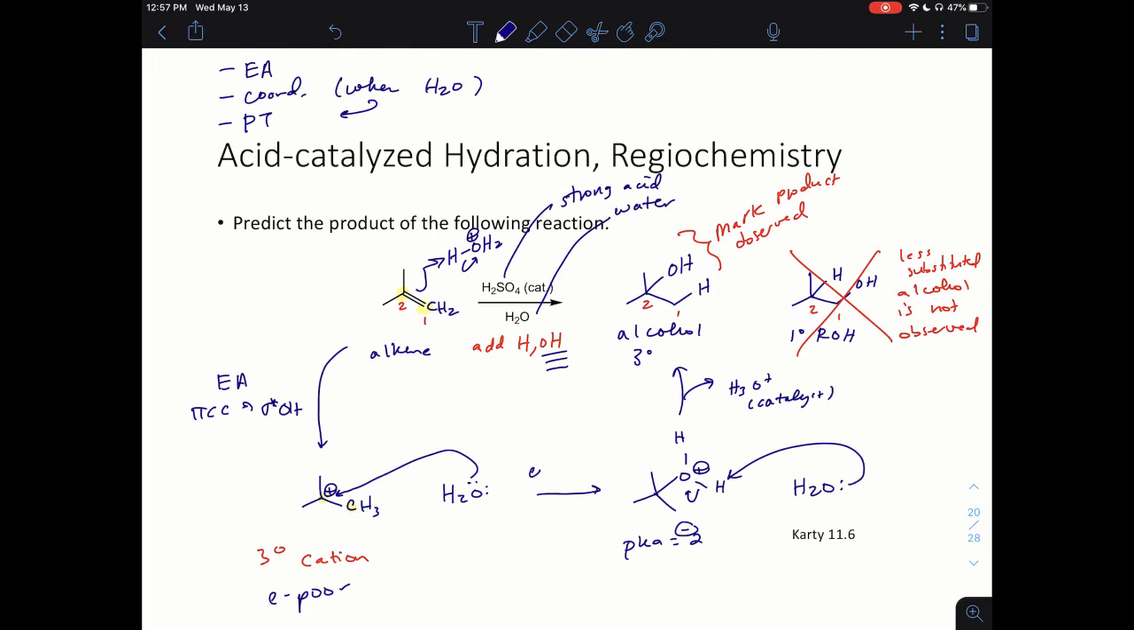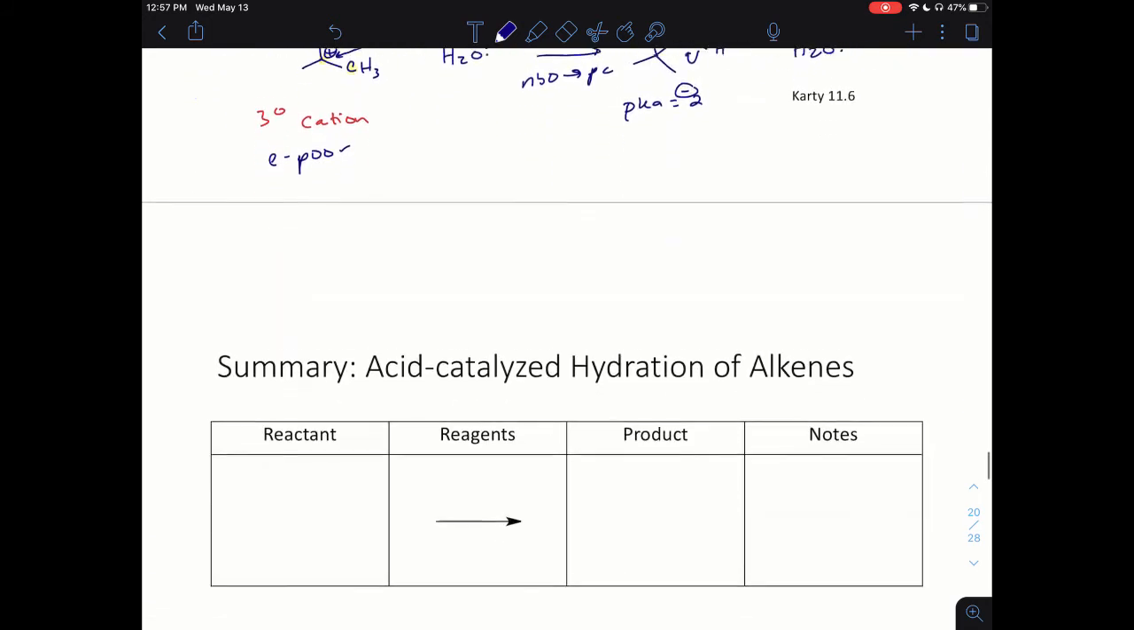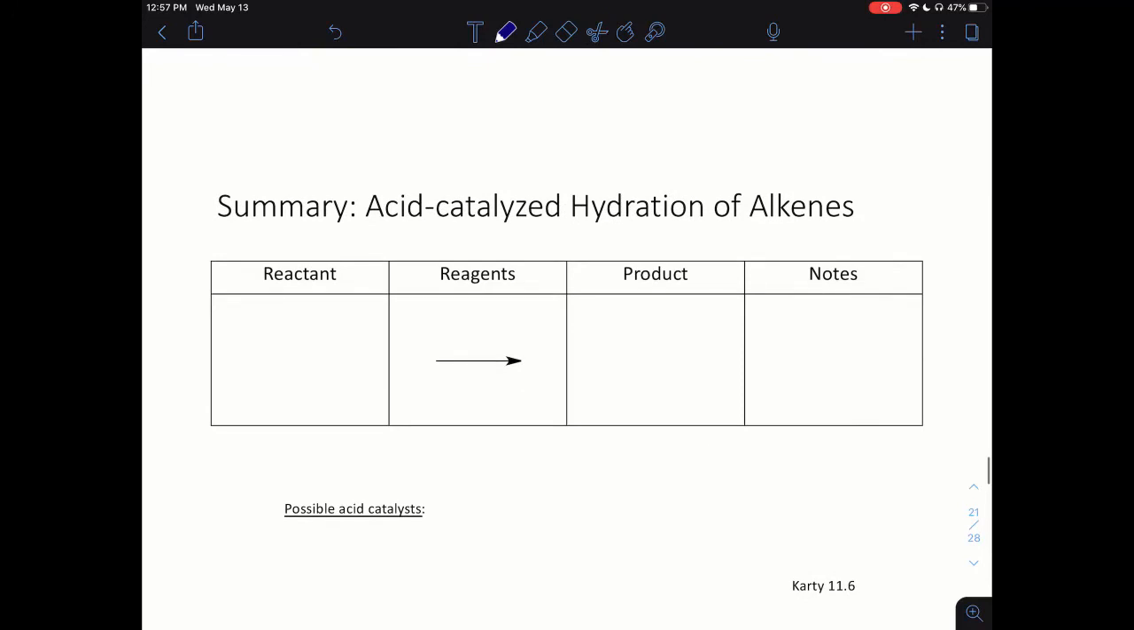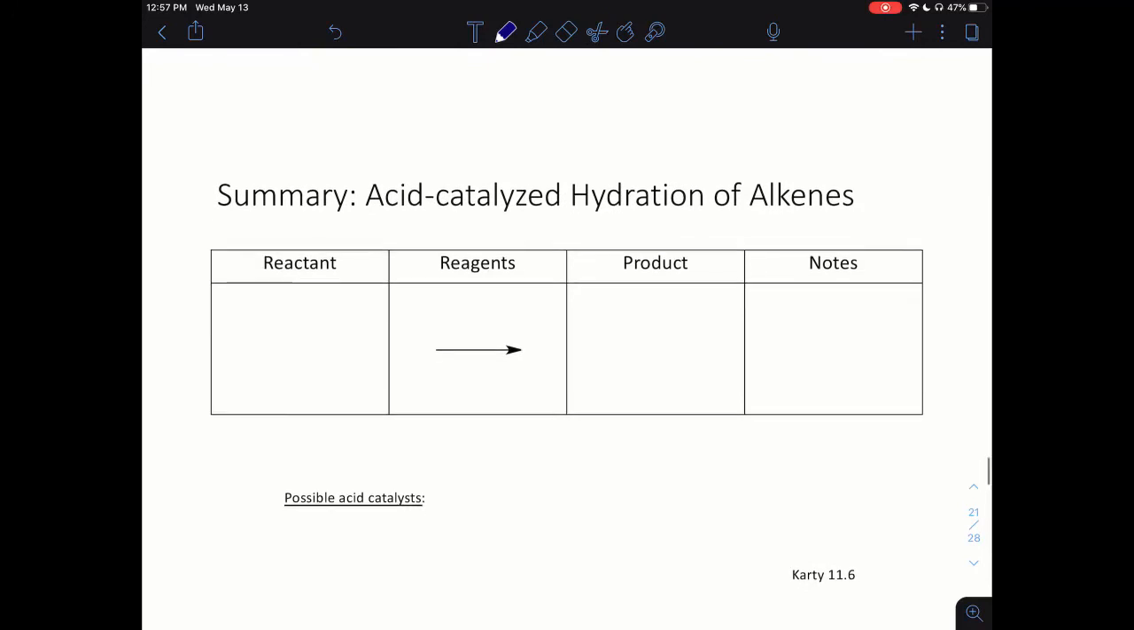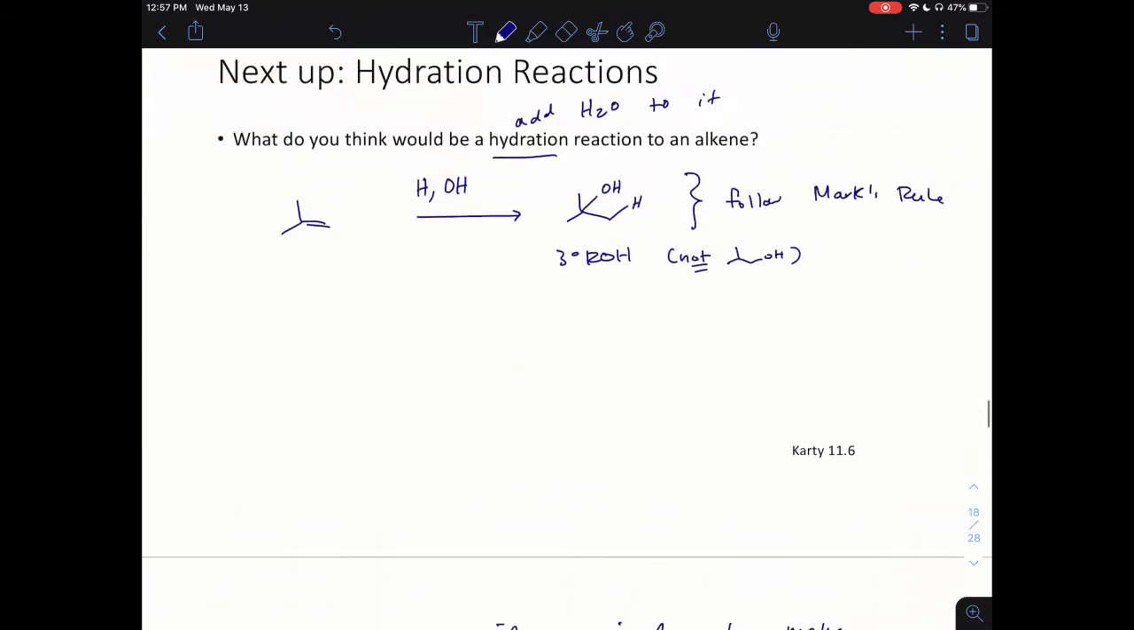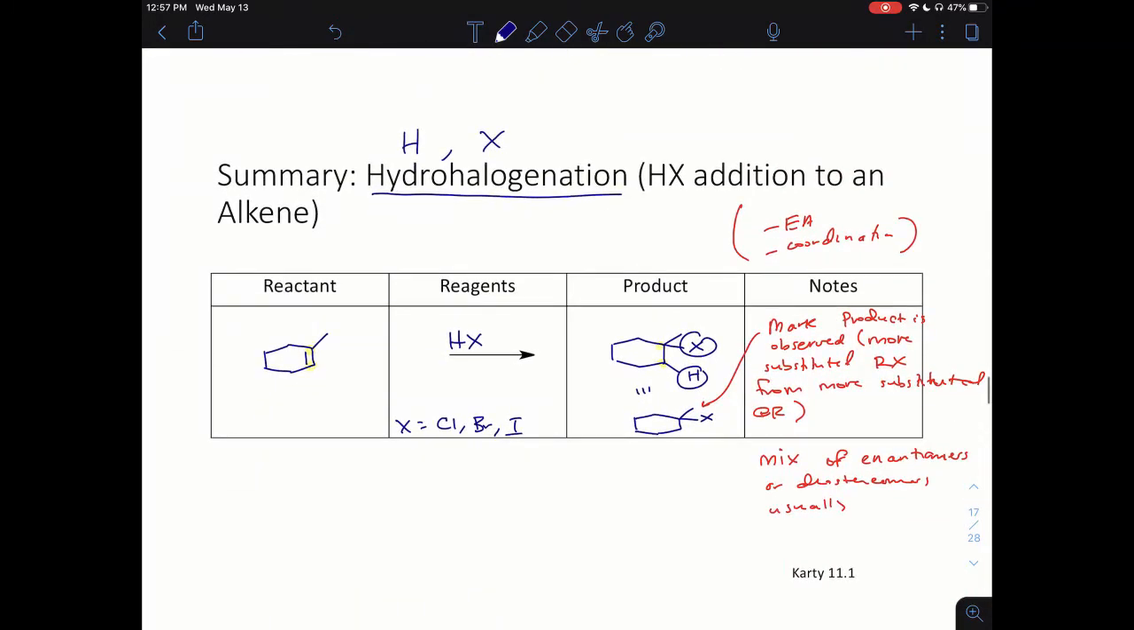Not so bad, right? You guys can do it. Oh, let's pause and summarize acid-catalyzed hydrations of alkenes. It'd be great if you could try. I gave you an example of how to do the summary. So now you try.